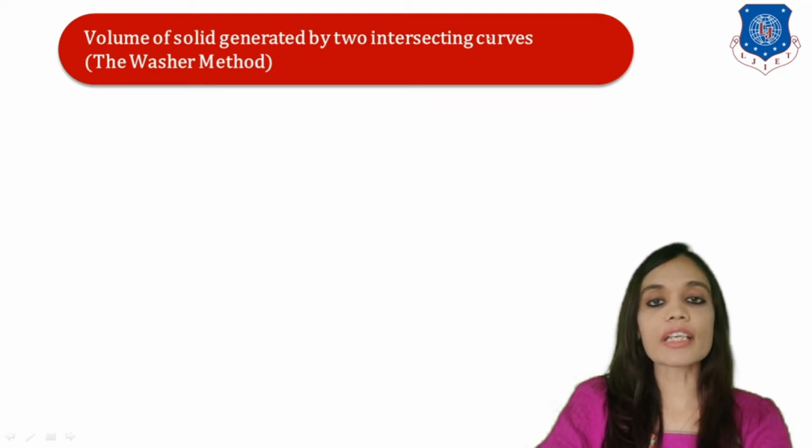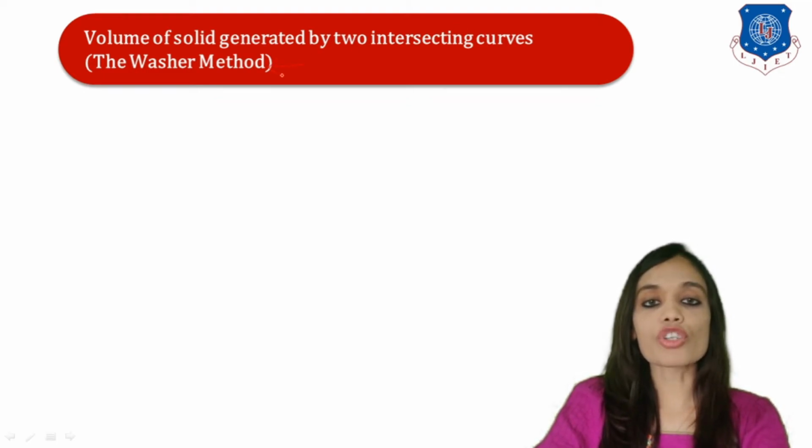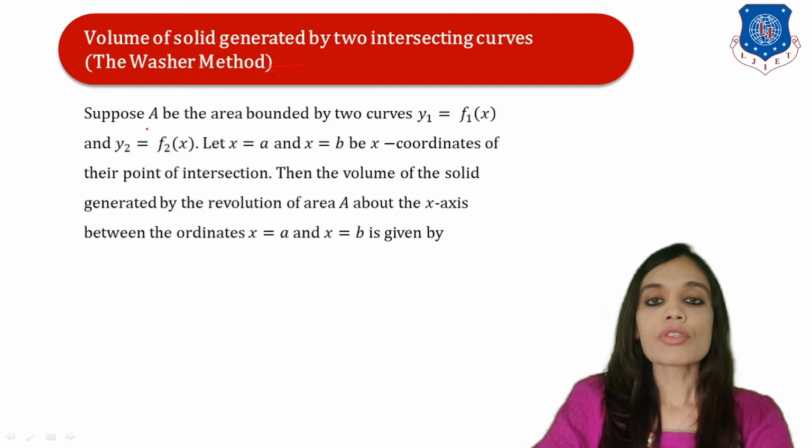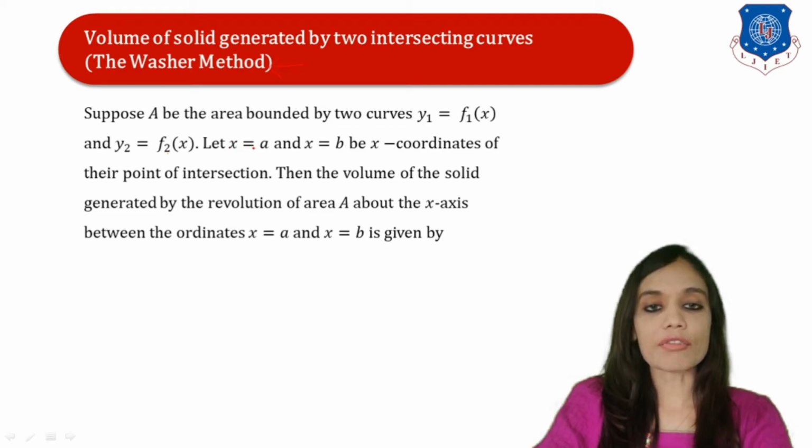Okay? So now let us study one more method to find the volume of a solid generated by two intersecting curves. That is our washer method. Suppose A is the area bounded by the two curves y1 equals f1 of x and y2 equals f2 of x. Let x equals a and x equals b be the x coordinates of their points of intersection.